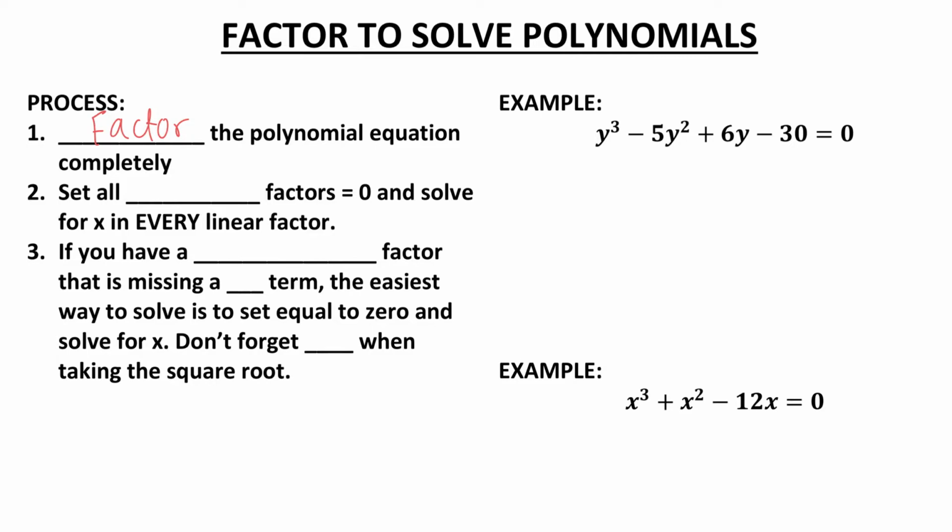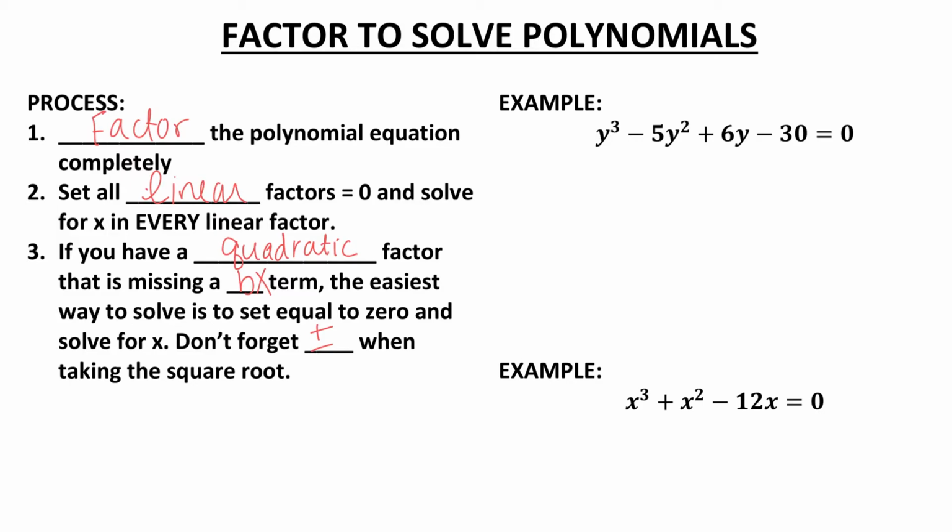So you're going to set all linear factors equal to 0 and solve for x in every linear factor. If you have a quadratic factor that is missing a bx term, the easiest way to solve it is to set equal to 0 and solve for x. Don't forget to add the plus or minus when you are taking the square root. So let's look at a couple of examples.